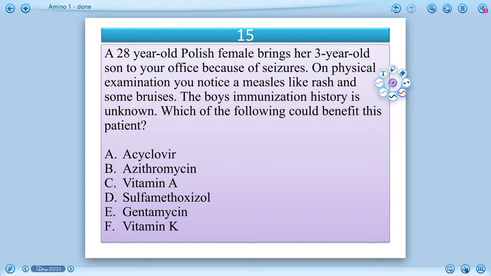Even if it's under the skin, it wouldn't be just an easy bruise. It would be major, like a hematoma. It wouldn't be a measles-like rash.